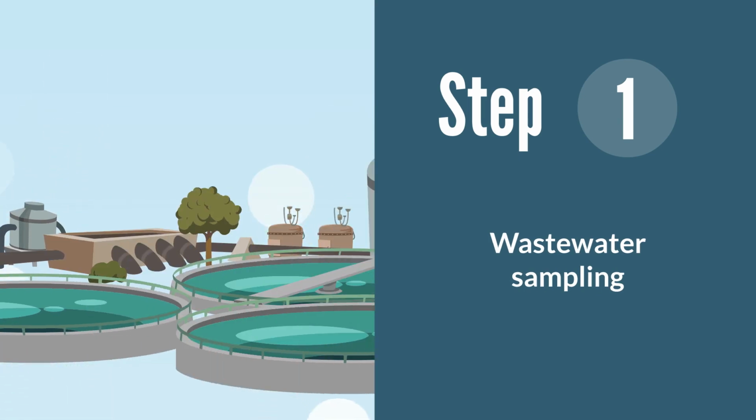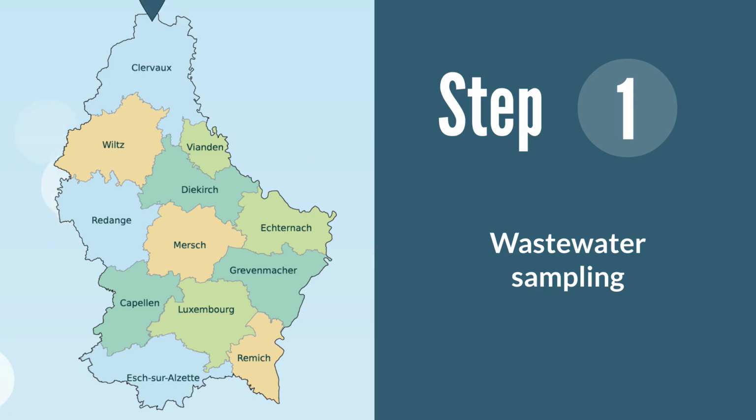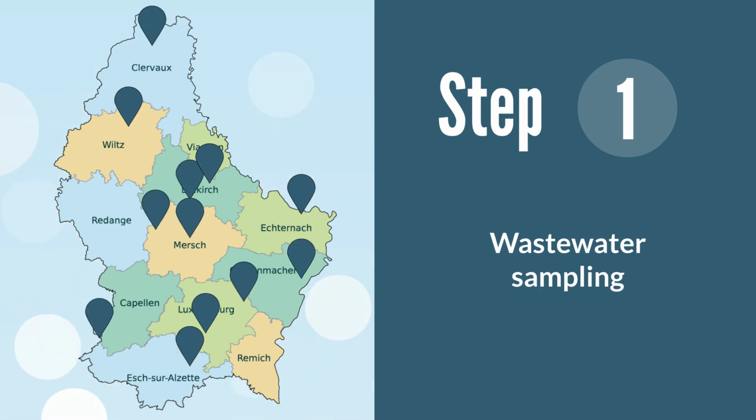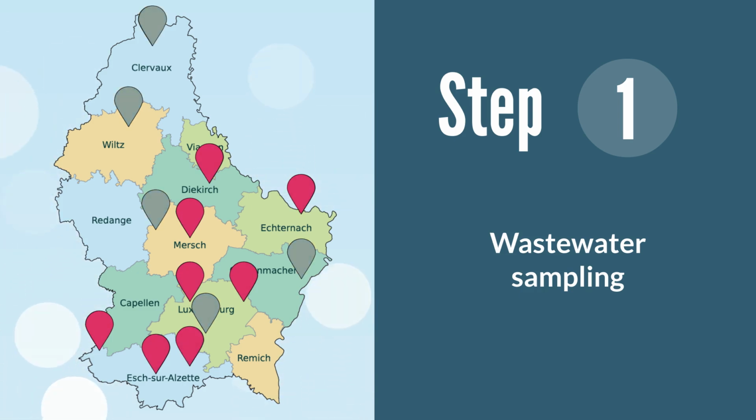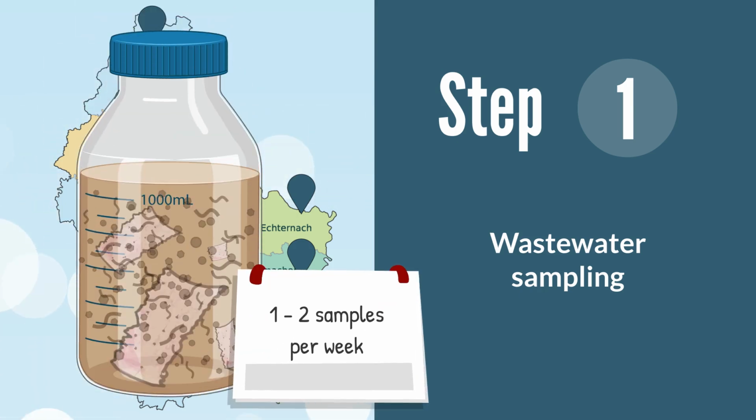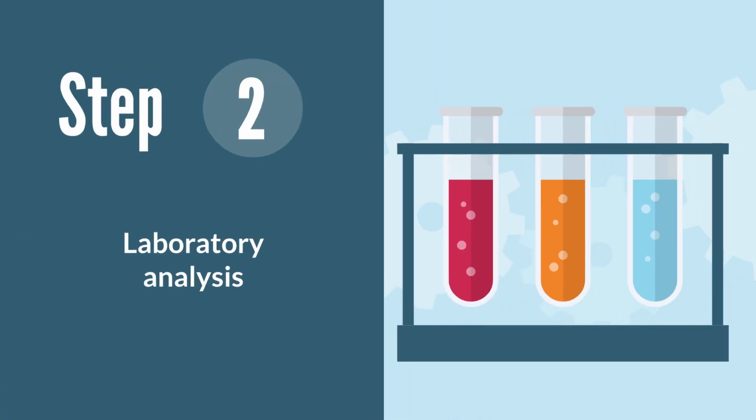The first step, of course, is to collect wastewater. Wastewater is collected at 13 strategically selected treatment plants, chosen to provide comprehensive coverage of the country's entire population. Sampling in these facilities may be switched to active or inactive, depending on the national epidemiological situation, to ensure efficient and effective surveillance. Wastewater is sampled once or twice a week, or more frequently during an epidemic peak. The samples are then sent to the laboratory for analysis.